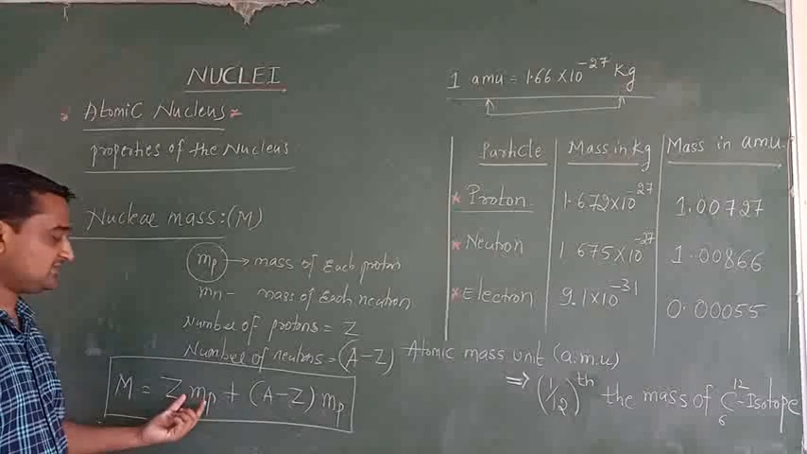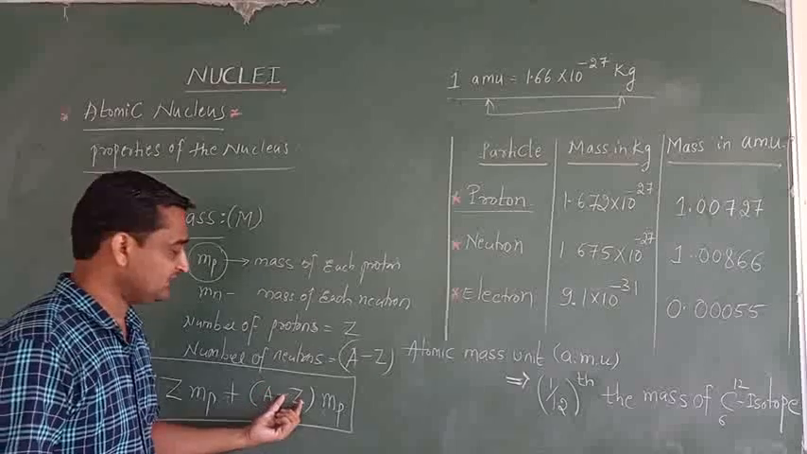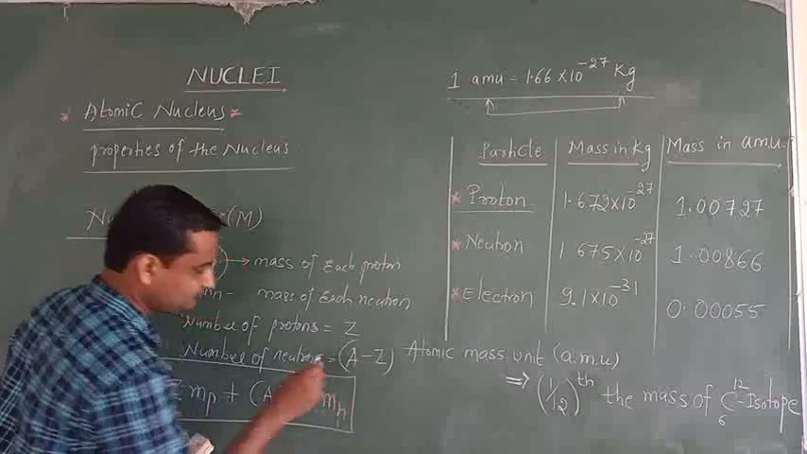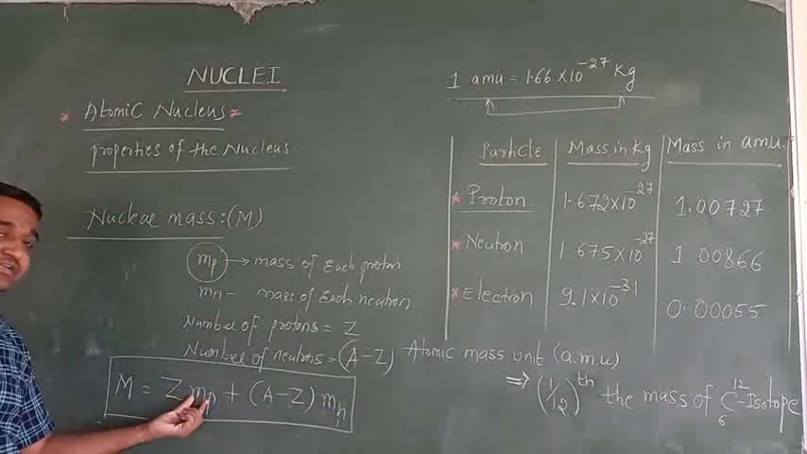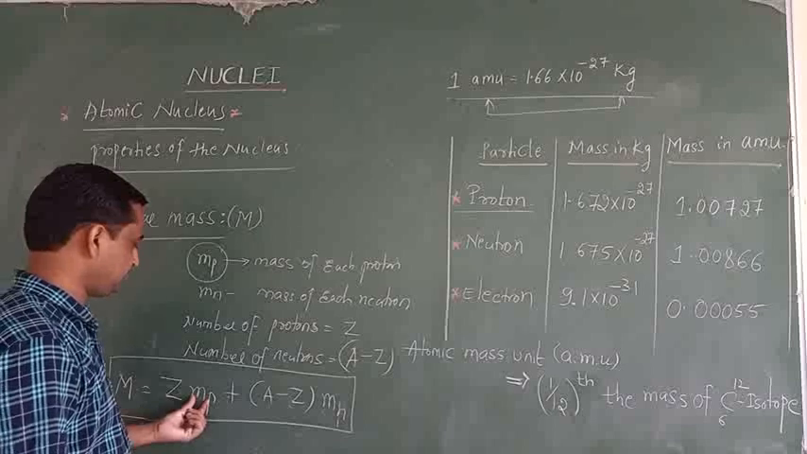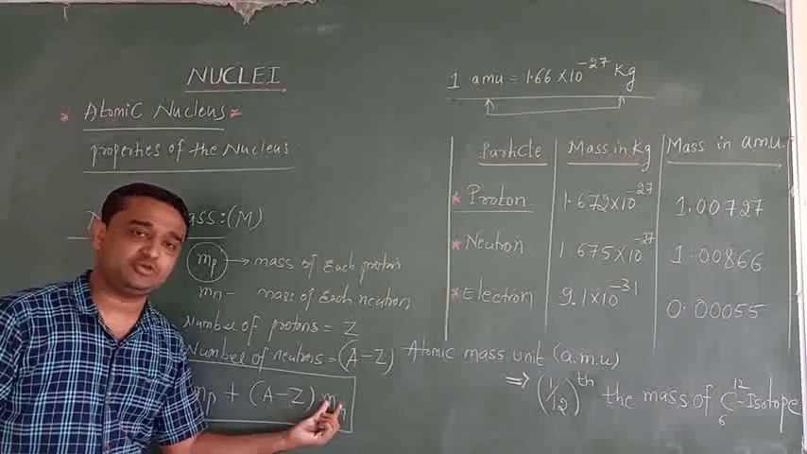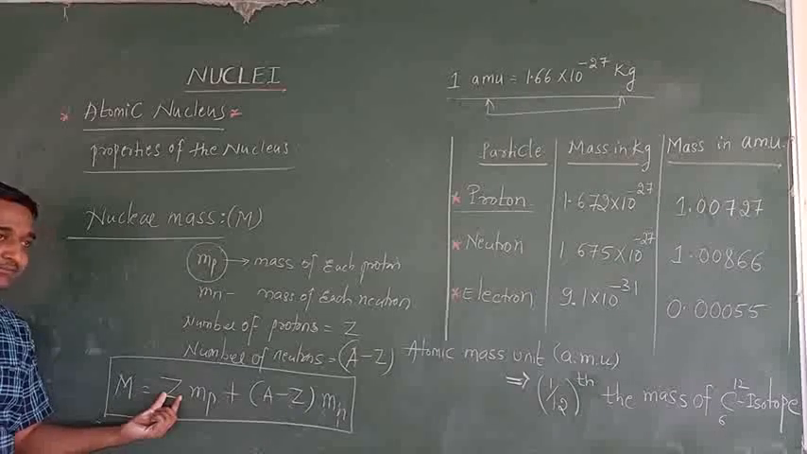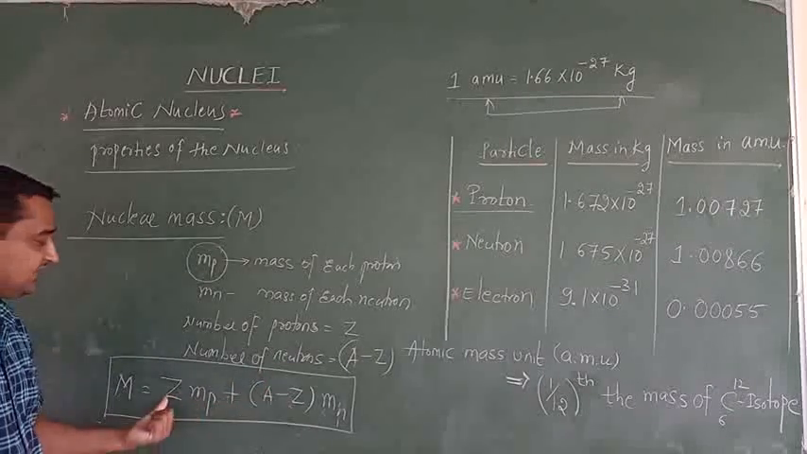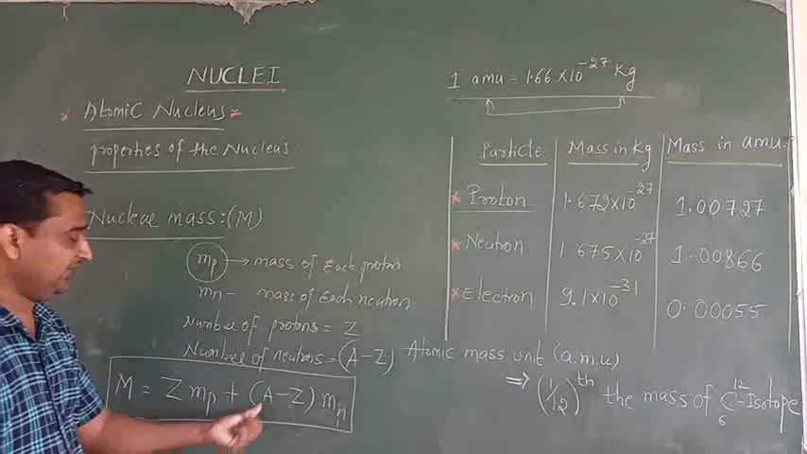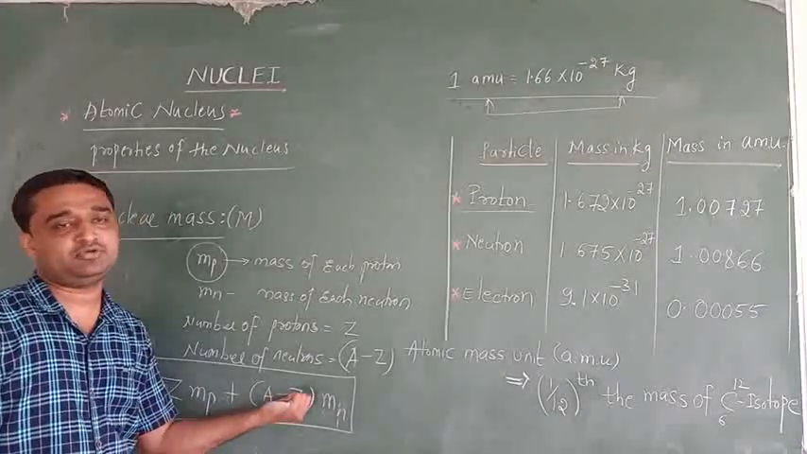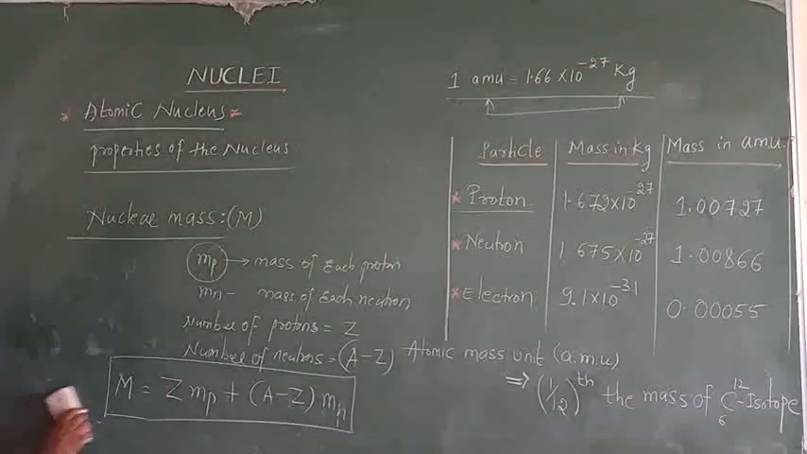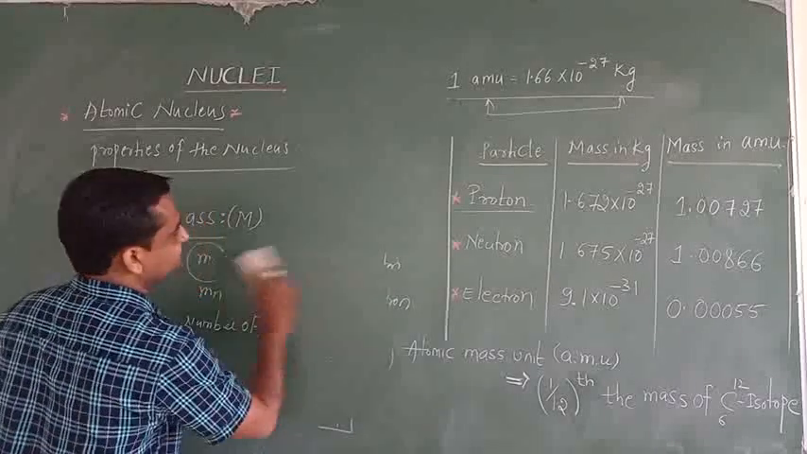M is equal to Z Mp plus A minus Z into Mn, right? Mp is mass of each proton and Mn is mass of each neutron. So total mass of the nucleus M is equal to Z Mp plus A minus Z Mn. Z represents total number of protons and A minus Z represents total number of neutrons. The next point related to the properties of the nucleus we have to explain here.